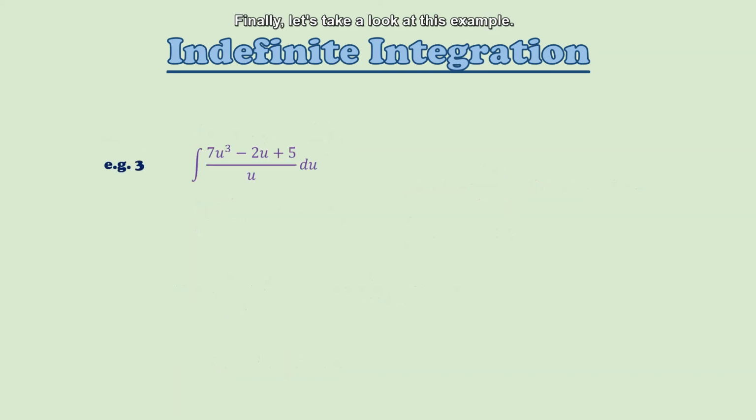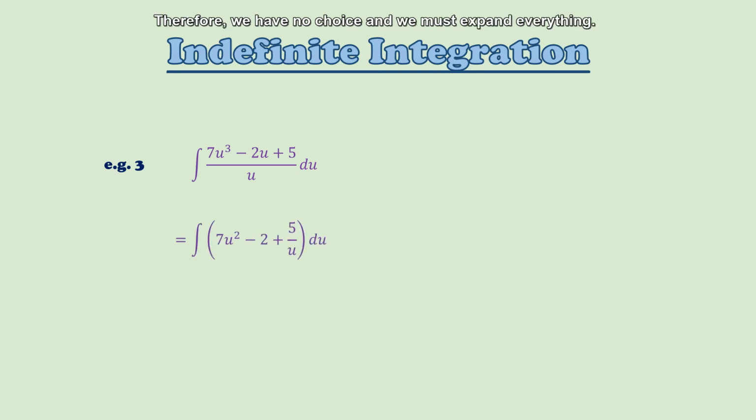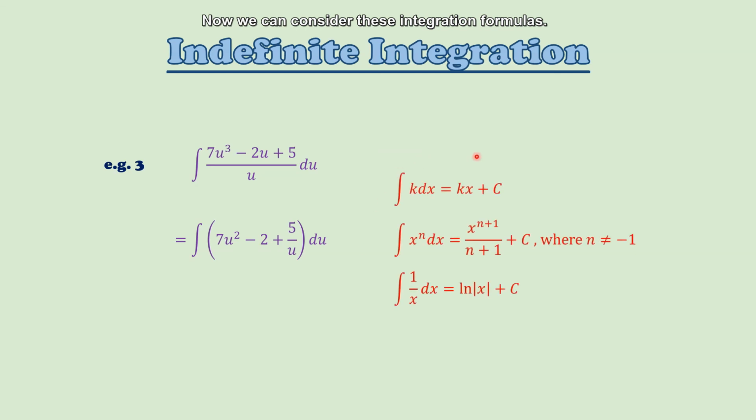Finally, let's take a look at this example. In this example, we need to integrate a rational function. Please note that there is quotient rule in differentiation, but there is no quotient rule in integration. Therefore, we have no choice and we must expand everything. Now we can consider these integration formulas. For 5 over u, because the power of u is equal to minus 1, therefore we cannot apply this formula and we must consider this formula of natural log. As a result, the indefinite integral is equal to this. This is how we can do basic indefinite integration.